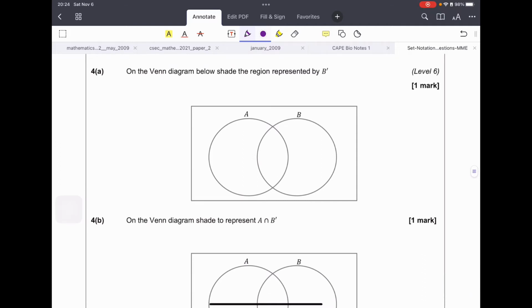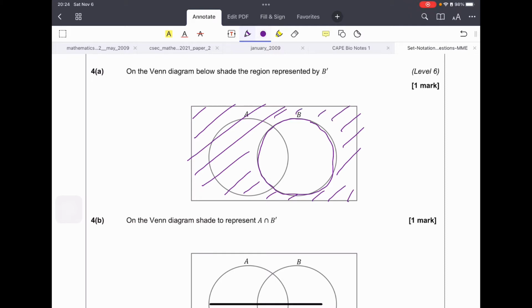So on the Venn diagram below, shade the region represented by B prime. Again, B prime is everything that is not in B. So let's get B first. B is this circle here. So everything that is not in B is all over the place except that circle. Okay, all of that is B prime. Now we can't leave the circle in the answer, okay? So that is how we shade B prime.